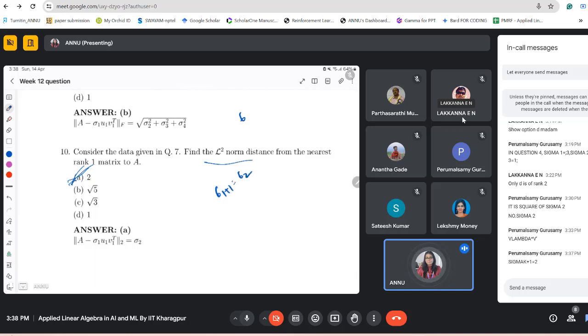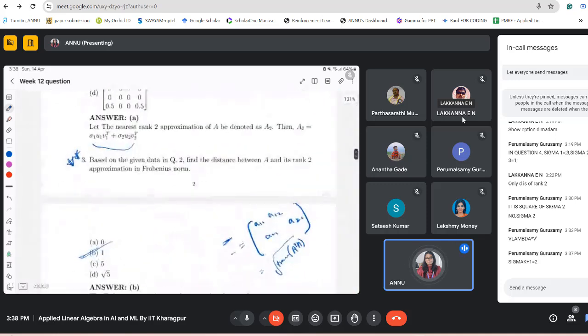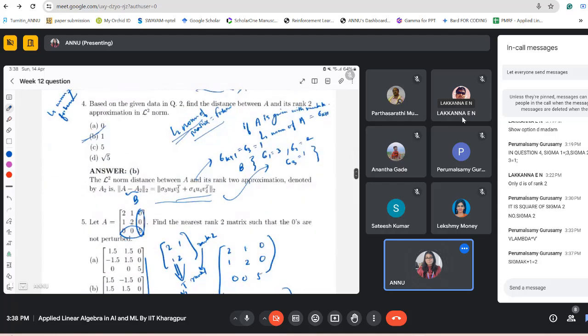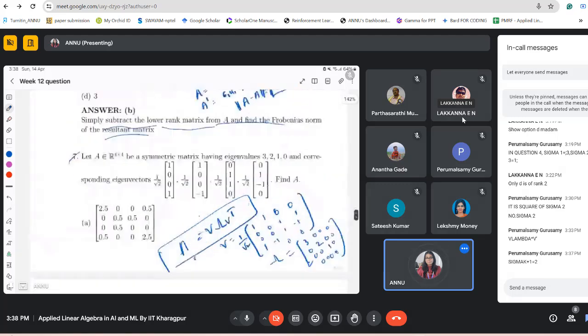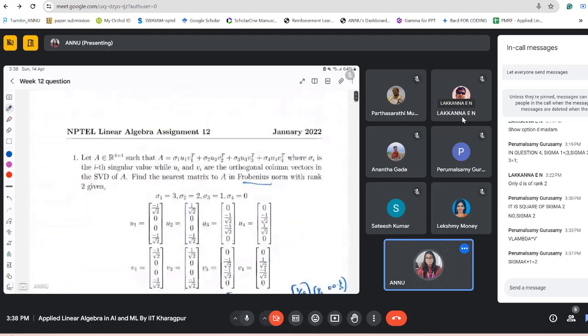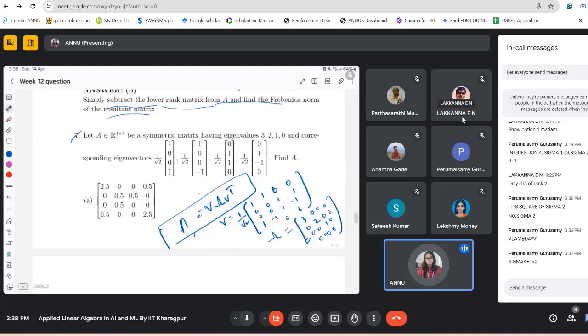Yes, Lakshmi. The previous question, to find the closest rank one matrix to A, question number 8. How did you do this? What formula was applied to find the nearest rank one matrix to a given matrix? To find the approximation, if rank k is asked, our formula is: rank k will be sigma 1 u1 v1 transpose plus sigma 2 u2 v2 transpose plus sigma 3 u3 v3 transpose, and so on up to sigma k. This is the approximation formula that we have seen in the class.